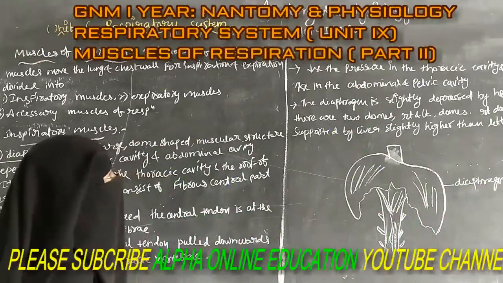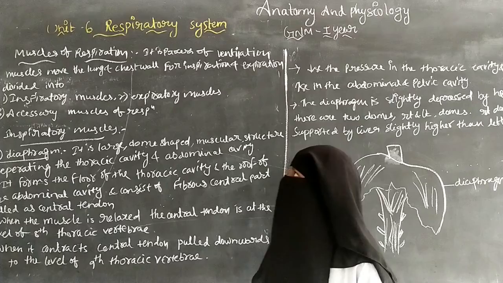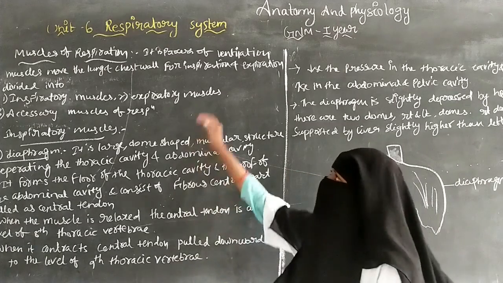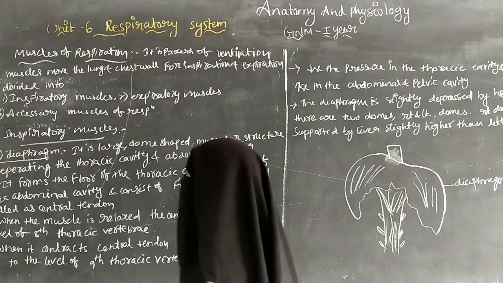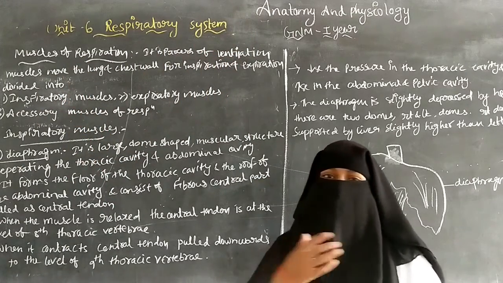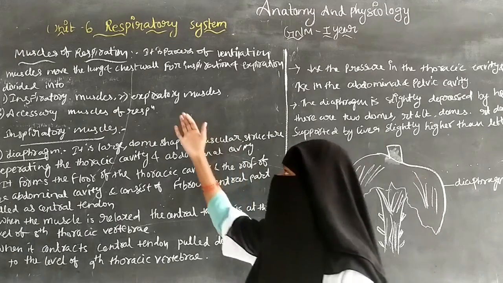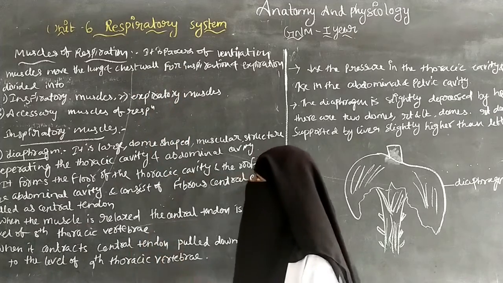Today I am going to discuss the anatomy and physiology for the GNM first years, unit 6, the respiratory system. In this respiratory system, today's topic is the muscles of respiration. So what are the muscles that can be involved in the respiration?